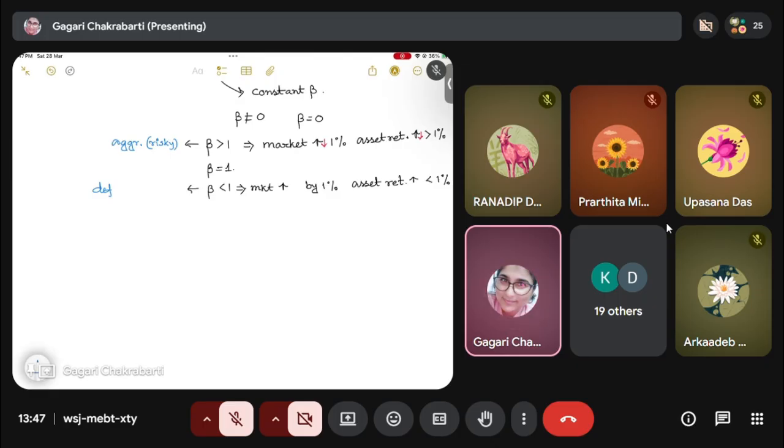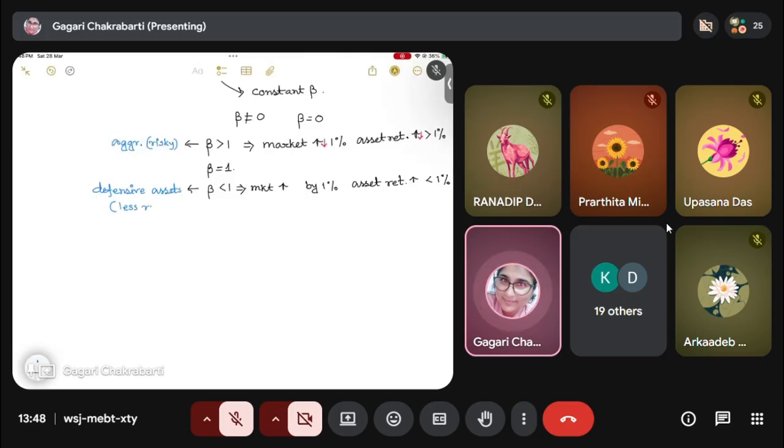These are defensive assets. So defensive assets means that they will be less dependent on the market movements. তার মানে they are less risky. Less risky বোঝা গেল কি করে?